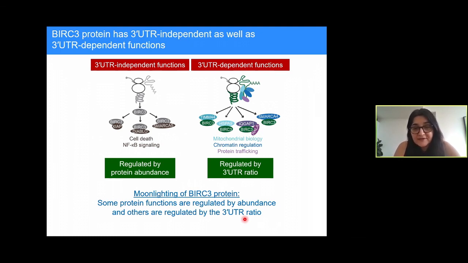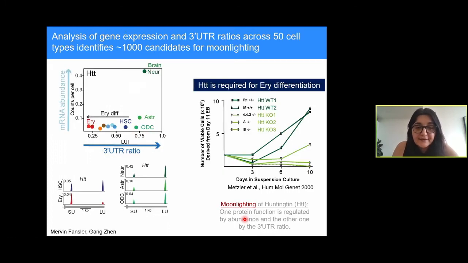And I want to point out that BRC3 is not the only protein that can do this. We recently performed a large-scale analysis that we haven't yet published, where we look at 3'UTR ratios in more than 50 cell types. And when we look at these 50 cell types, we can identify about 1,000 candidates for proteins that are very good candidates for moonlighting. So I want to show you one example here.